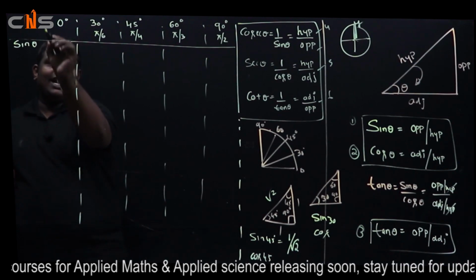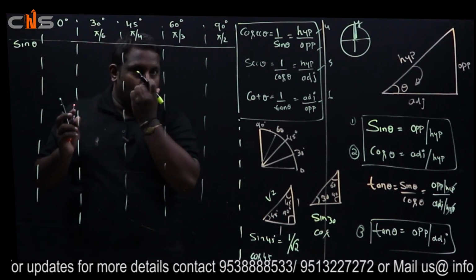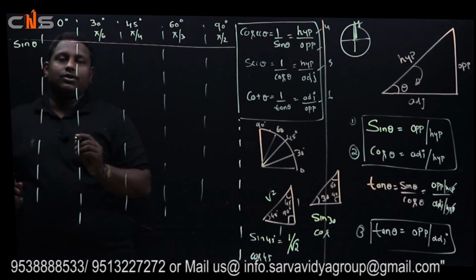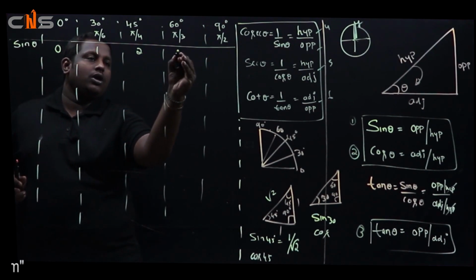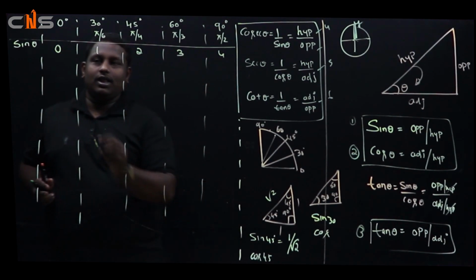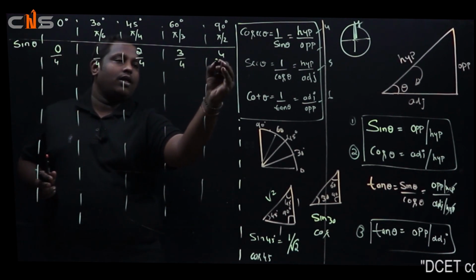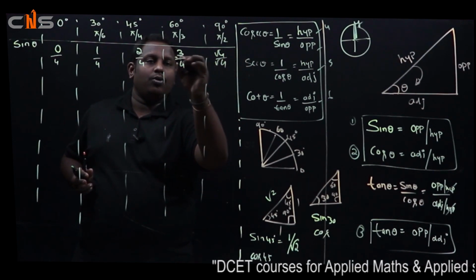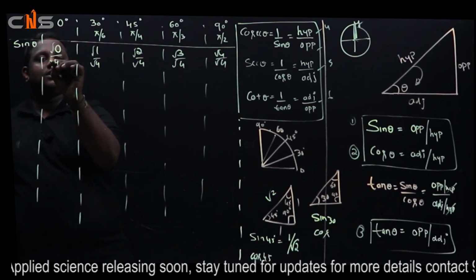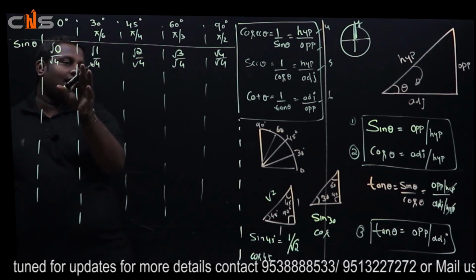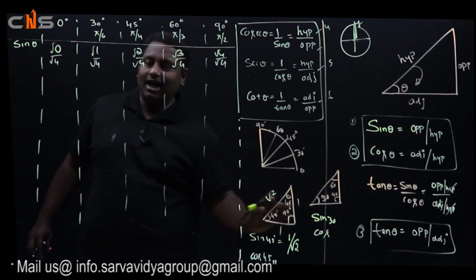So let us discuss an easy trick to remember this table, not to memorize this table. First thing is, we'll start with 0, 1, 2, 3, 4. Then divide the whole term by 4. Then take roots for numerators and denominators. This is the method to remember this table. So the angles which we are going to remember are nothing but standard angles.